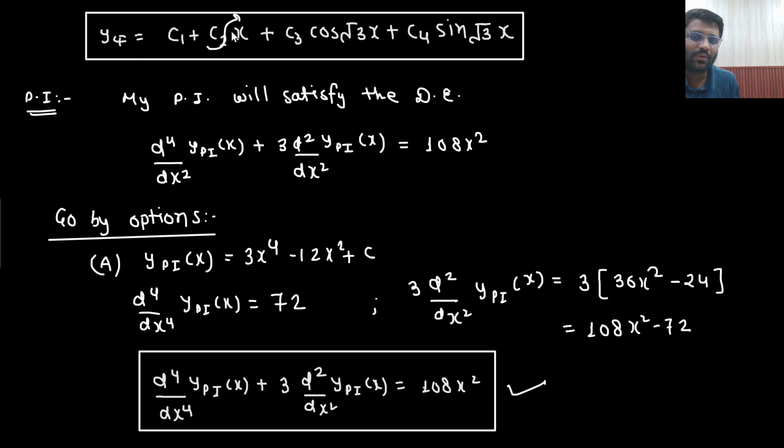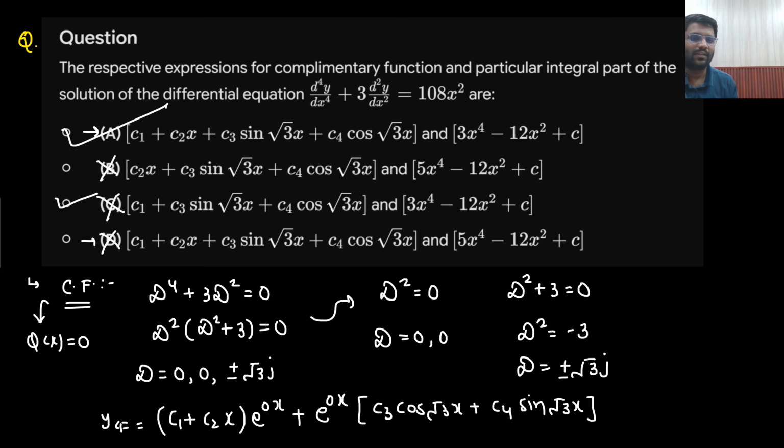If I remove C2, so what? If I put C2 equals 0, then C1 plus C3 cos root 3x plus C4 sin root 3x, will that be a complementary function? Absolutely, sir. That will also be a complementary function. So if it is coming as an MSQ, I will click on option C as well, because that is also a complementary function.